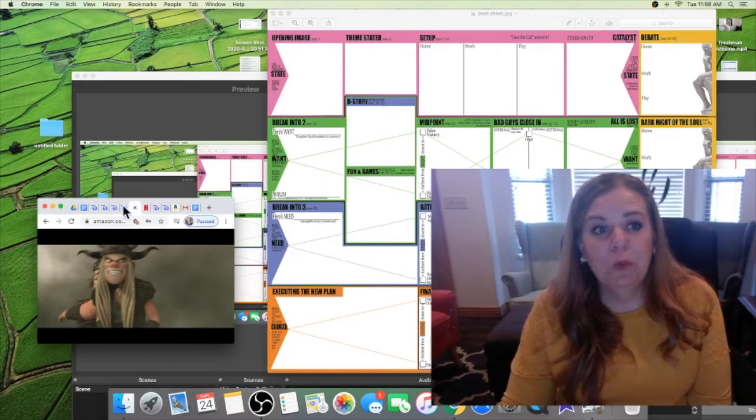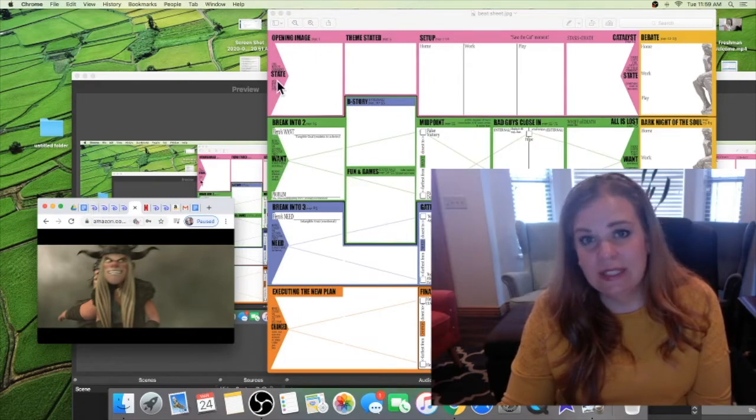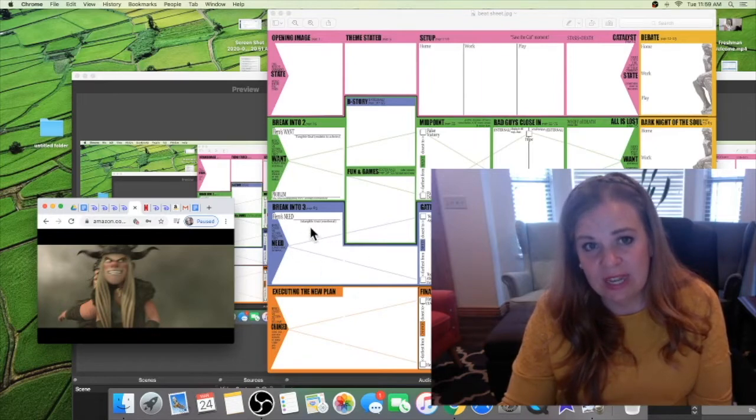Now, we established where our act broke at the end of Act 1 before we analyzed the entire act. And we need to do the same thing again, because I don't want you to get into Act 3 without realizing that you're in Act 3.